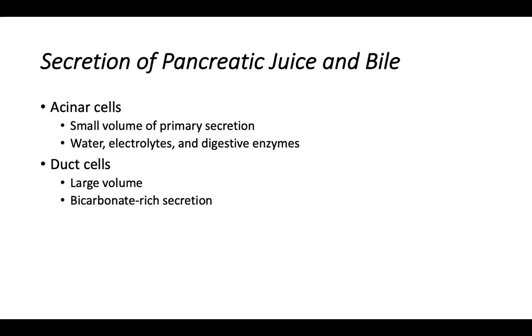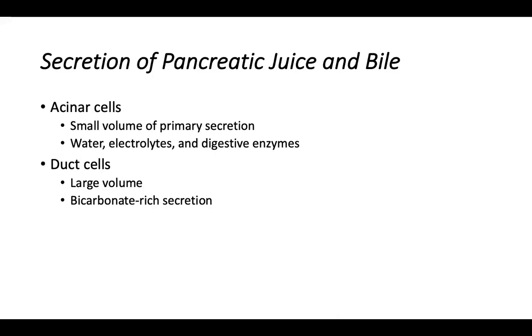So first of all, we have the acinar cells. These are the cells of the pancreas or the liver that are actually providing the basic components of the secretion. So they're providing a small volume of the primary secretion that will become pancreatic juice or bile. They're also providing a small amount of water, some electrolytes, some sodium, potassium, as well as the digestive enzymes that are present in that secretion as well.